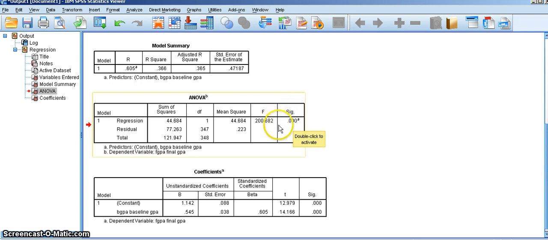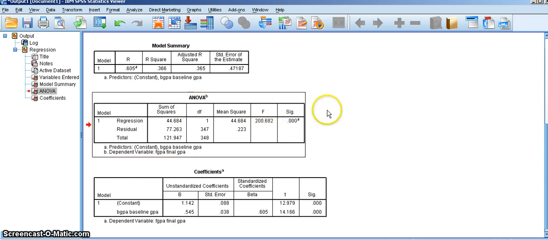Which means, are we explaining a significant amount of variability in our outcome variable. So this is the box that we're looking at, our significance level. Any significance that is less than our set significance level, which usually is 0.05, tells us that our overall model is significant or explains a significant amount of variability.